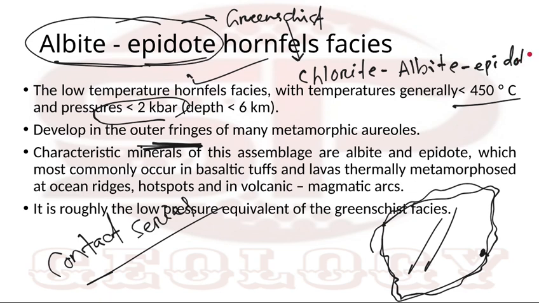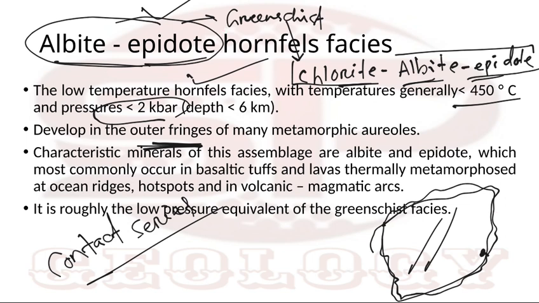Yes. The index minerals are chlorite, albite, epidote. For the greenschist facies, the index minerals are chlorite, albite, and epidote. So you see, albite and epidote is here. So albite epidote hornfels facies is called the equivalent of greenschist facies.